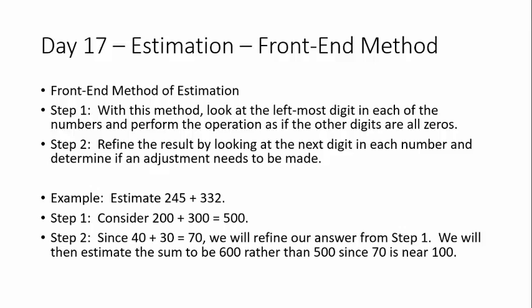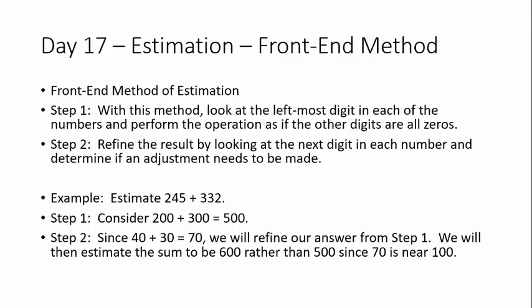Estimate 245 plus 332. When I follow step 1 and look at the leftmost digits and then convert other digits to zeros, I'm looking at 200 plus 300. Notice that the 45 in 245 has been replaced with zeros, and the 32 in 332 is also replaced with zeros. So I'm left with just 200 plus 300, which is 500. That's an easy calculation to do in your head.